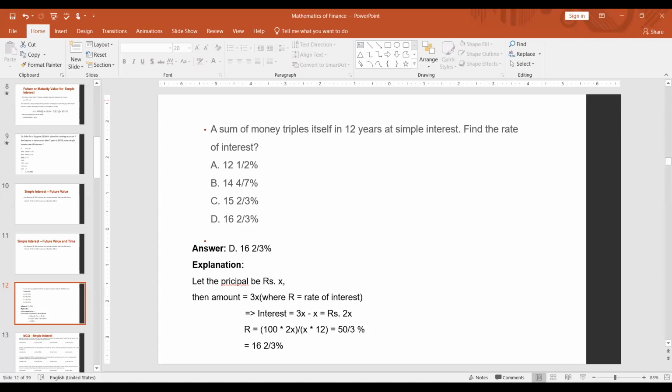So you have to prepare this type of question. So there will be unknown R, unknown N. So you have to be prepared.